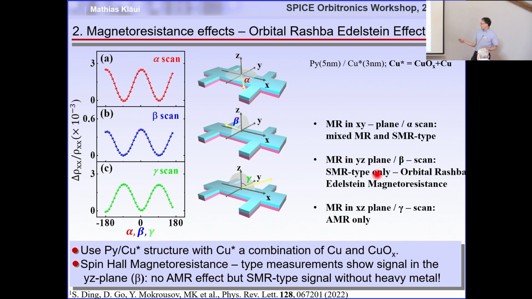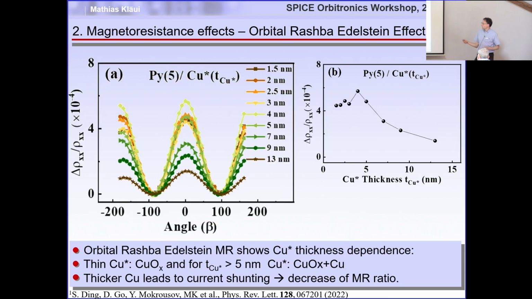In this case, it's orbital Rashba Edelstein magnetoresistance. And we do this now for different thicknesses, but this time we vary the copper thickness. So the permalloy is fixed, but we vary the copper thickness. And what we see is that actually we get an increase with increasing copper. And again, we have nothing on top, so we get copper oxide. And then as we increase the copper thickness, eventually the copper oxide doesn't oxidize through, and we get shunting, and the effect goes down again.